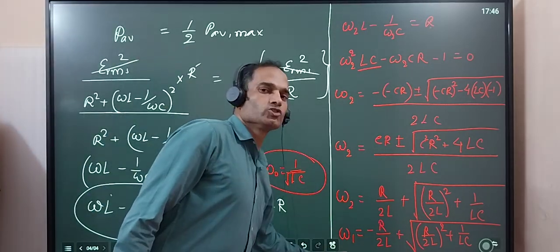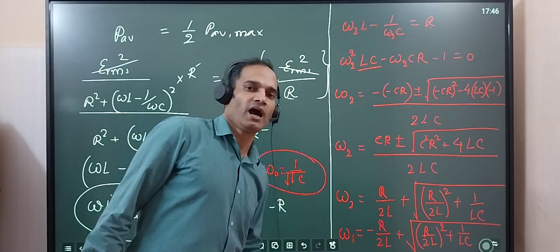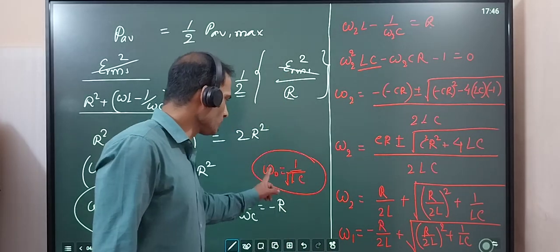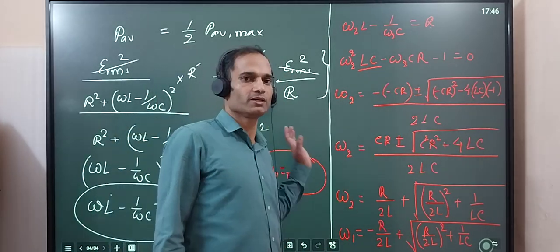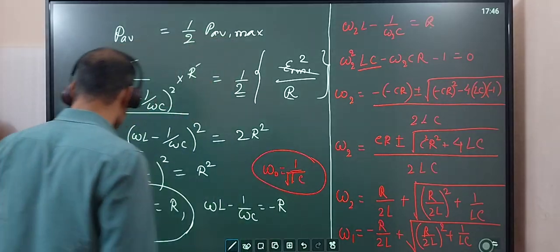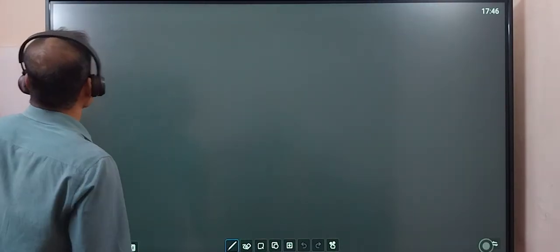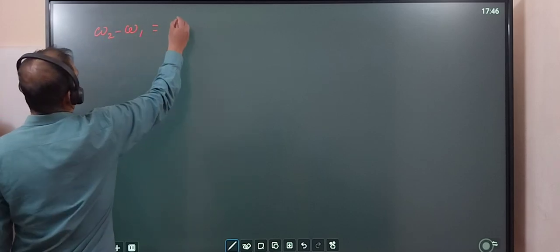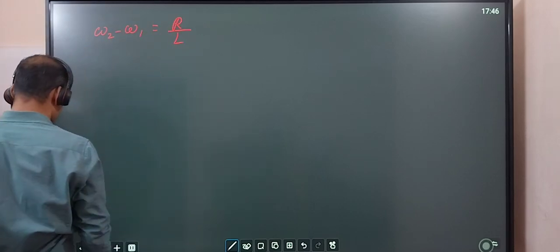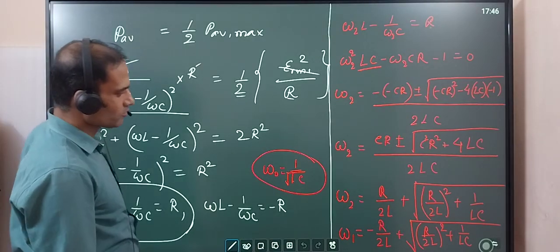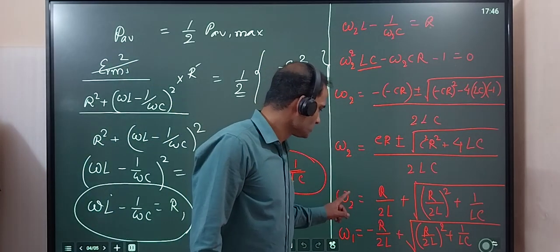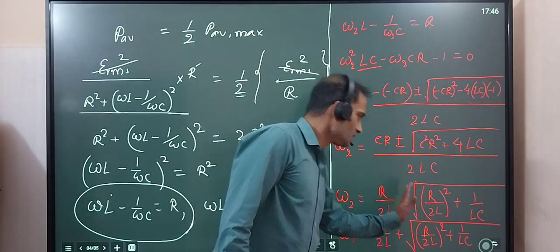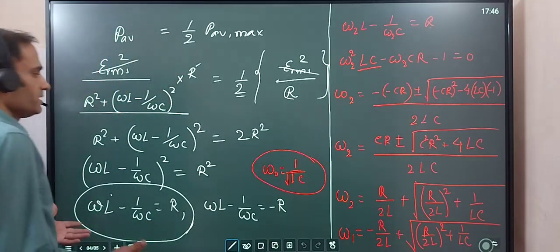At these two values, power dissipation will be half of the maximum. What we want is for these values to be very close to omega naught. So if you do omega 2 minus omega 1, you will get R by L. You can see this. Okay, I'm not going to do it, but if you subtract these two values, half and half will become 1, and this part will be cancelled, so R by L.